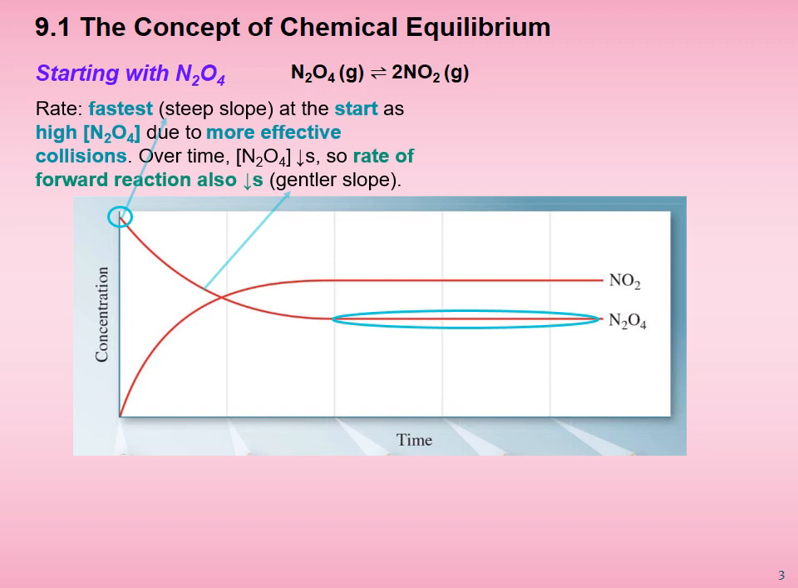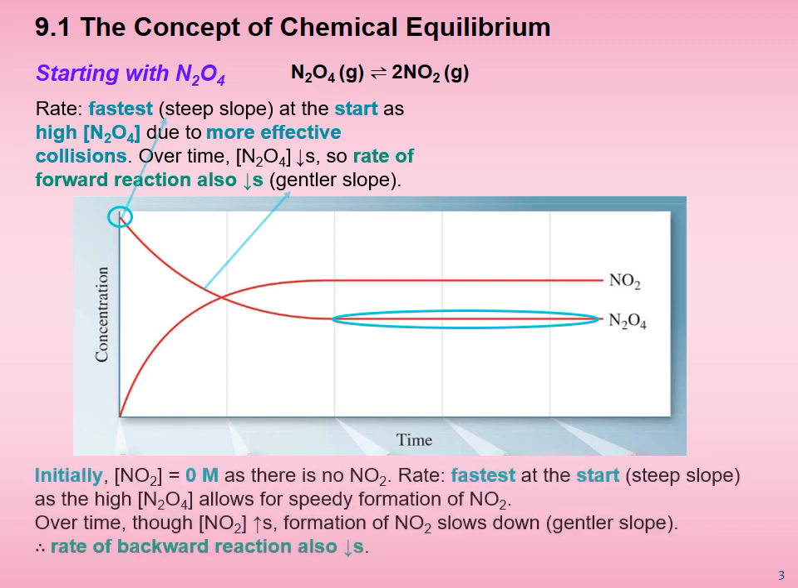Now for the NO2 graph. This graph starts off with a 0 concentration of NO2 at time 0. Its slope is steep at first, since the high concentration of N2O4 allows for more effective collisions to produce NO2 quickly. Over time, the production of NO2 slows down as the decreasing concentration of N2O4 gives rise to fewer effective collisions. Rate therefore decreases, and this is shown by the gentler slope. After some time, this graph also plateaus, that is, it is now horizontal. The concentration of NO2 no longer changes and becomes constant.